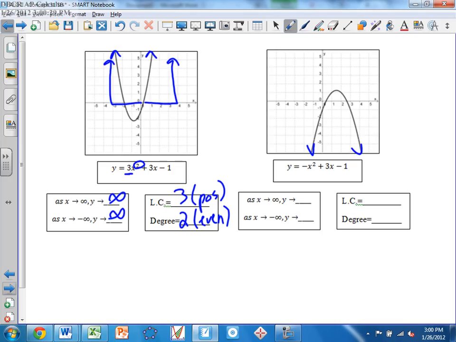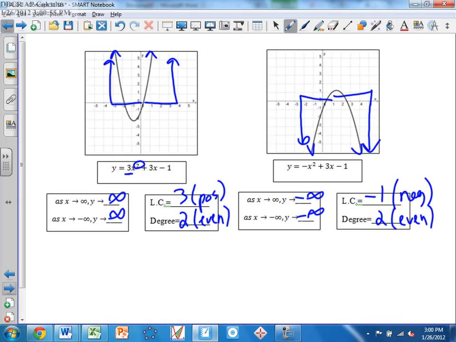Here, on the right side over here now. Okay, let's look at this one. What is the value here? As I go to the left, I have to go down. As I go to the right, I go down. So they're both? Very good. Leading coefficient? -1. Remember, there's a negative in the front, which means we put negative. Degree? 2, even.